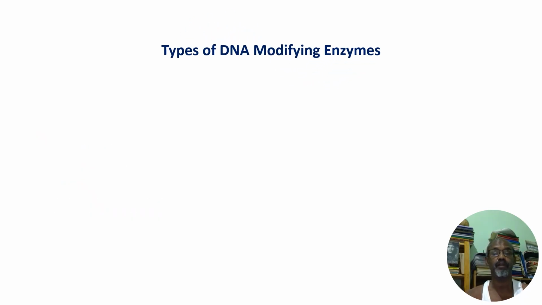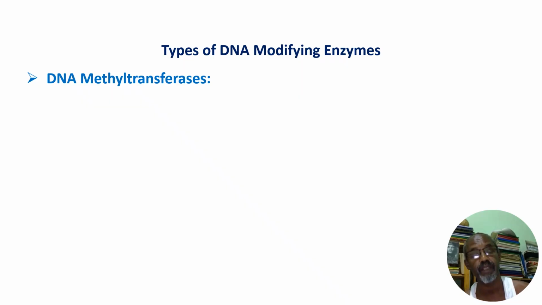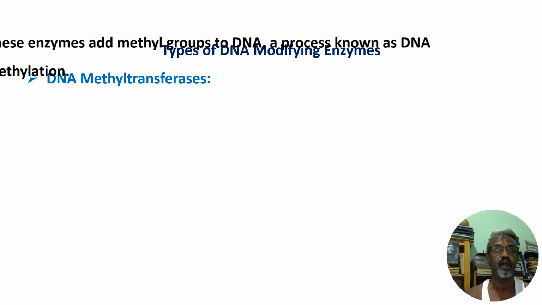The first category, types of DNA modifying enzymes. The first category in these DNA modifying enzymes are the DNA methyltransferases. As the name indicates, you see, these enzymes transfer methyl group, CH3. Methylation is when we add a methyl group to part of DNA or gene. Methylation, methyltransferases. Therefore, let's see.